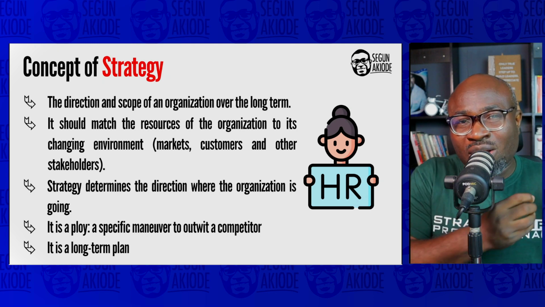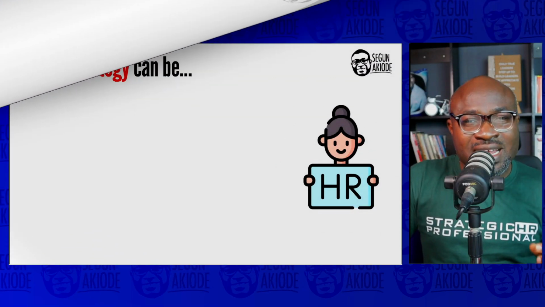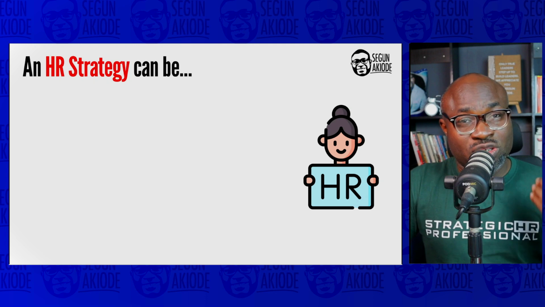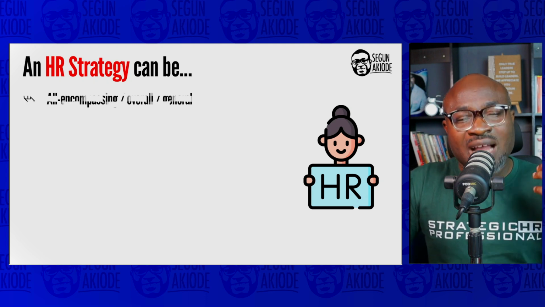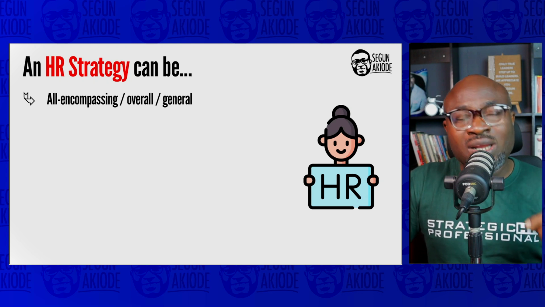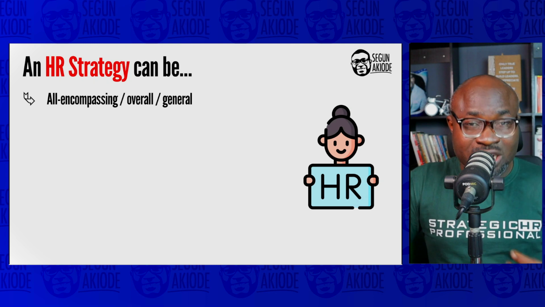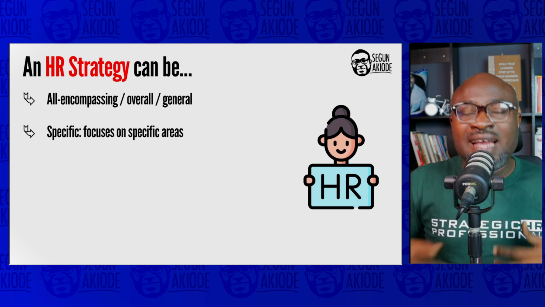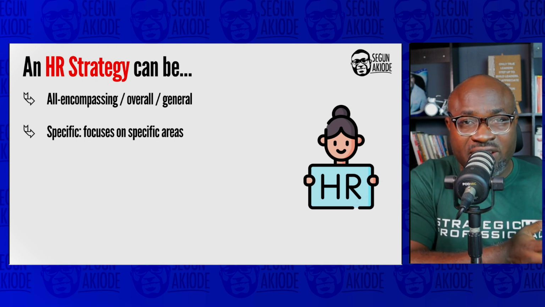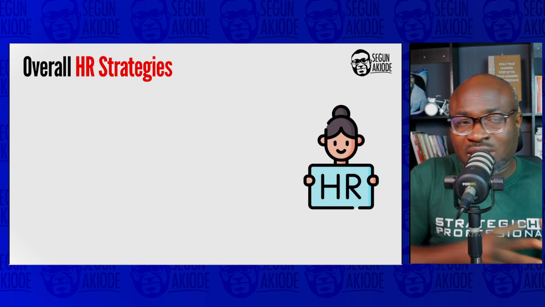Now, how do we relate this to human resources? In trying to give a breakdown of what your HR strategy should be, an HR strategy actually takes two positions. One is an all-encompassing overall or general HR strategy, then a specific focus on a specific area of HR. What do we mean by the overall HR strategy?